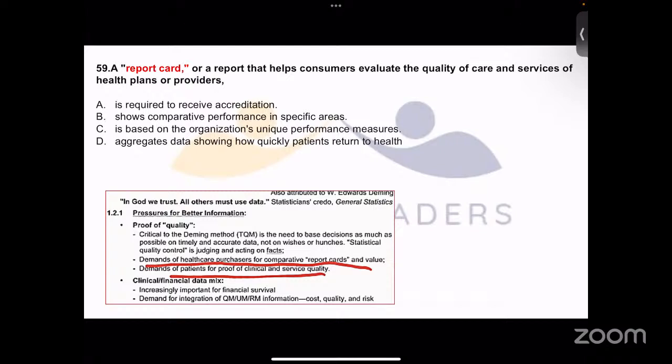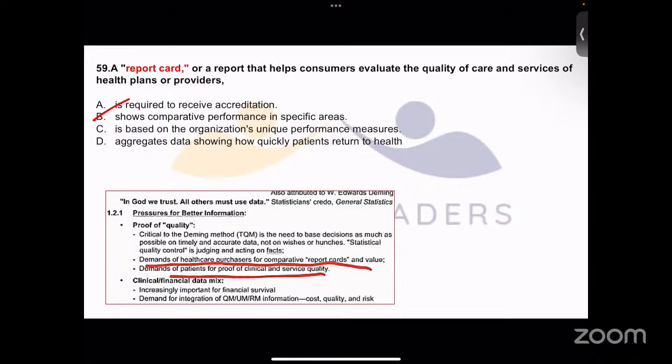Okay, the answer here is letter B, shows comparative performance in specific areas. A report card is a consumer evaluation tool. It is used to compare performance in different healthcare areas. So B is the correct answer, that shows comparative performance in specific areas.